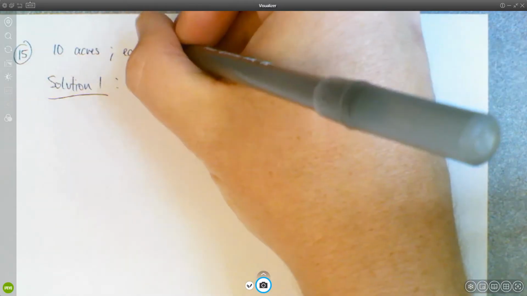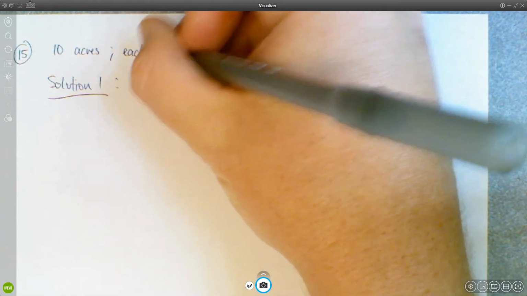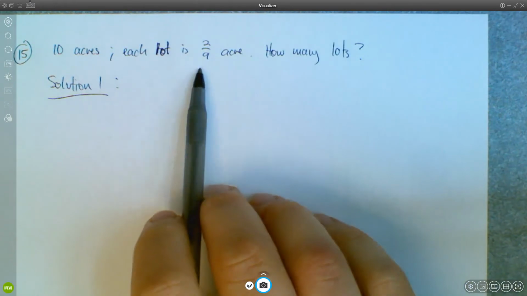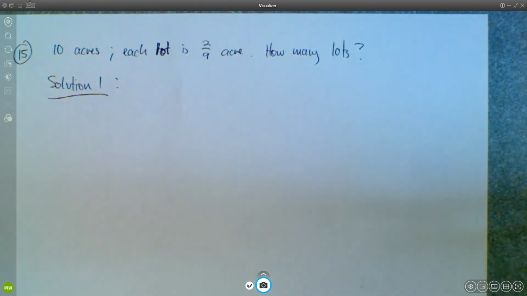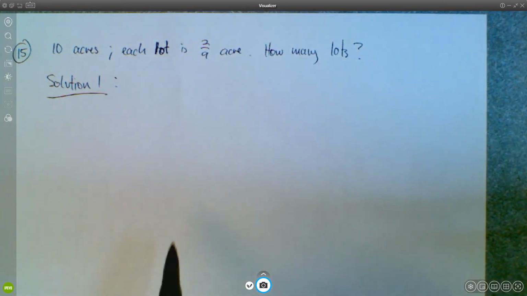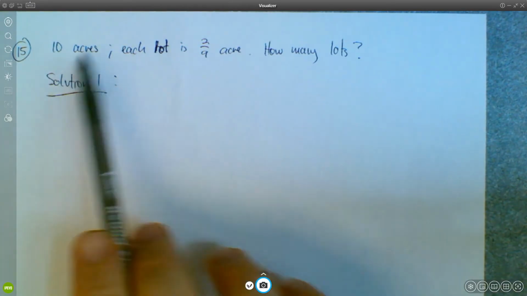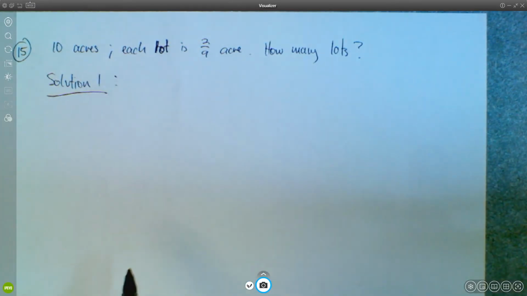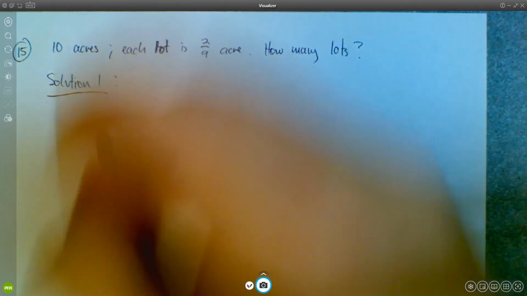At first glance, it's like, what do I do with the 2/9 and the 10? The fraction here kind of freaks us out. But if you can replace it with a whole number, then that'll give you some sense for how you should go about solving the problem. So let's pretend that instead of 2/9 of an acre, it was just 2 acres, right? So let's say each lot is going to be 2 acres large. So if you have 10 acres and each lot is 2 acres, then how many lots are there going to be? Well, clearly there are going to be 5 lots, right?